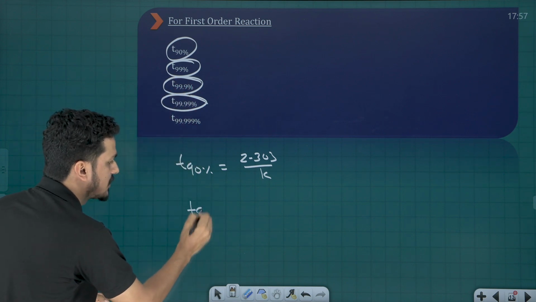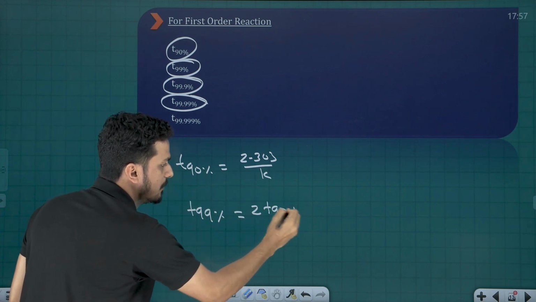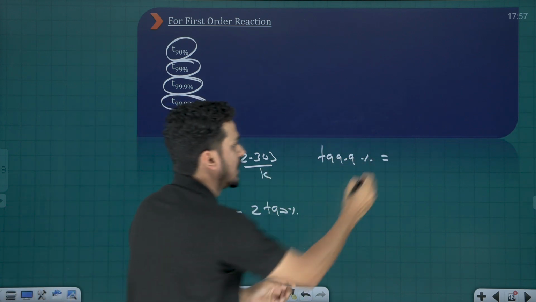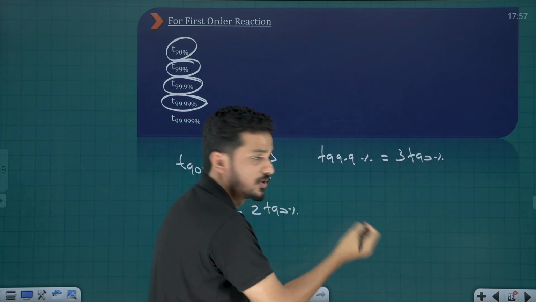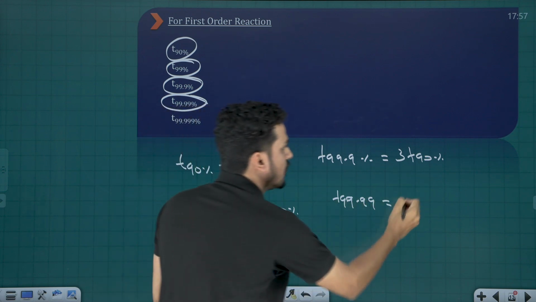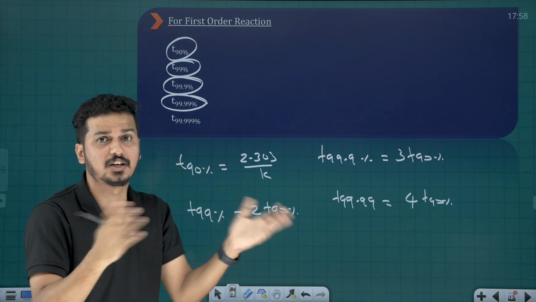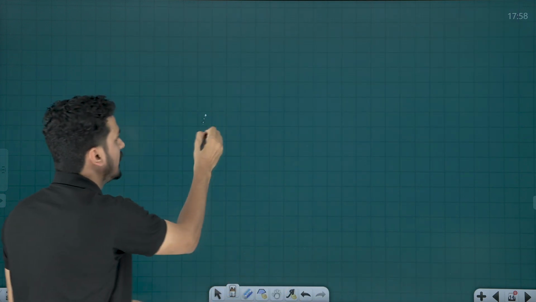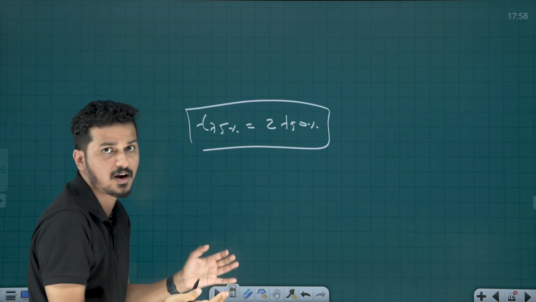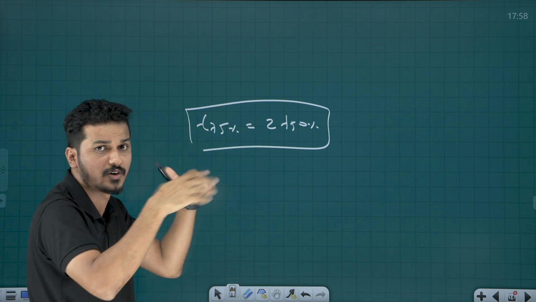Then what is T99 percent? In T99 percent, how many 9s are there? Two. So 2 times T90. T99.9 percent has three 9s, so 3 into T90 percent. T99.99 percent has four 9s, so 4 into T90 percent. Keep these ideas in mind, and it will be easy to relate. As well as you have to remember that T75 percent is equal to 2 times T50 percent. If you remember that kind of relation, it is very easy, and you can solve many kinds of problems directly by using these relations.